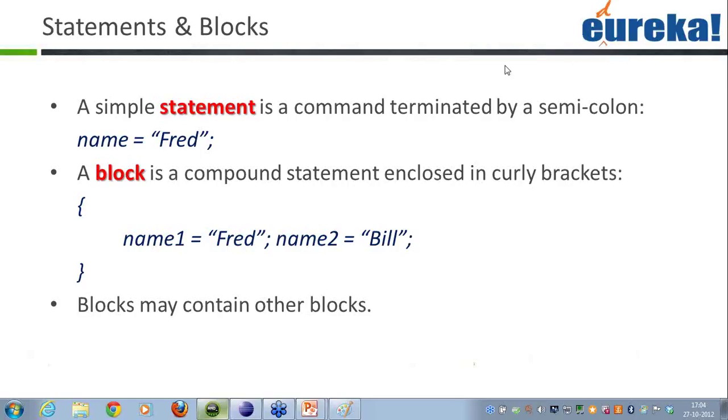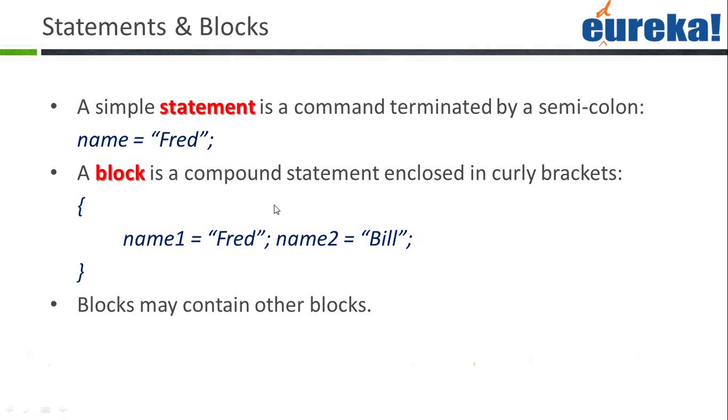Alright, so when we talk about statements and blocks here, a simple statement is a command which is terminated by a semicolon. As you might have seen, all the commands that I am using in my application are terminated with a semicolon. While a block is a combined statement enclosed in curly braces. So a block has various statements placed in curly braces, very much like a normal programming convention.